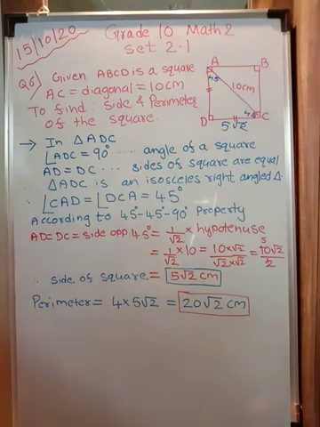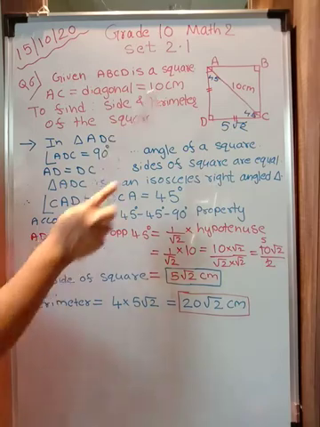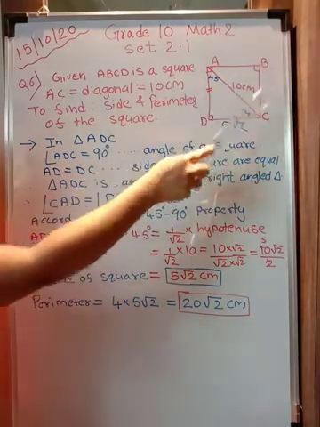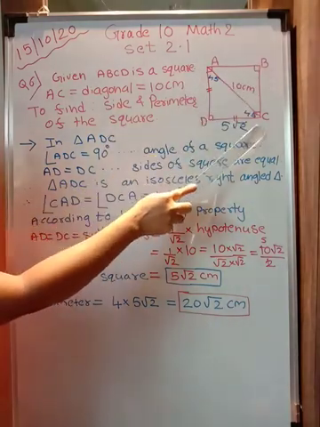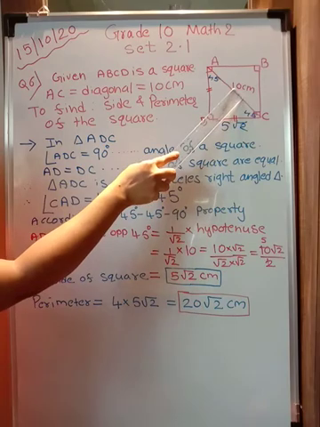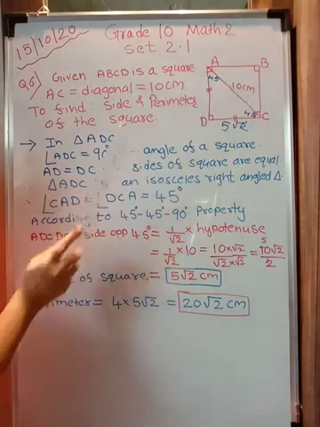Question 6 is: find the side and perimeter of a square whose diagonal is 10 centimeters. Now see, this is a square ABCD and I have drawn a diagonal whose length is given as 10 centimeters. Now look at the square very carefully, students.